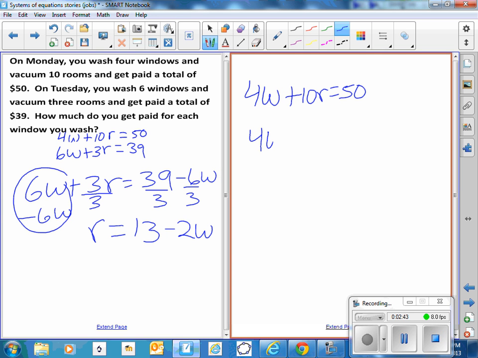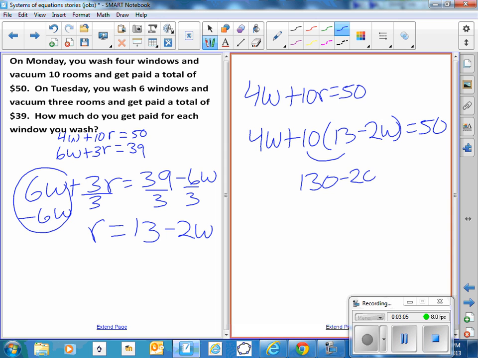So we'll write everything the same except r. Instead of r, we will put 13 minus 2w. Well, I have 10 of whatever's in parentheses. So I have 10 13s and 10 negative 2w's, which would be negative 20w. Everything else is the same. I'll just bring them down. All I did was get rid of the parentheses, take care of the math, 10 of what's in the parentheses.